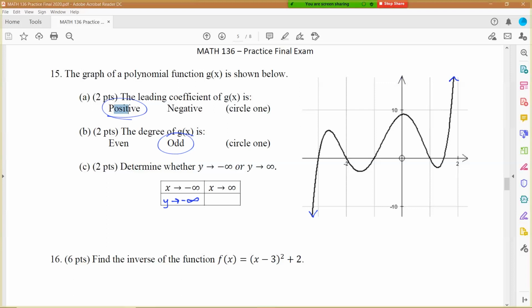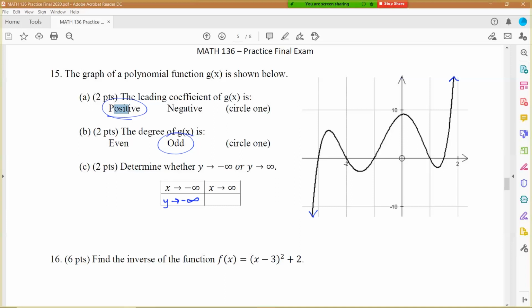The right side is always going to be the leading coefficient. And the degree looks at them both. Both sides is the degree. So degree means, are they both going up or both going down? That's even. Odd means one goes up, one goes down.